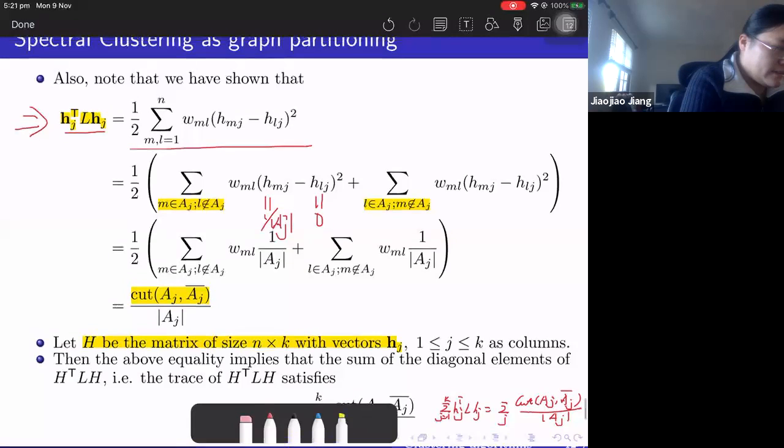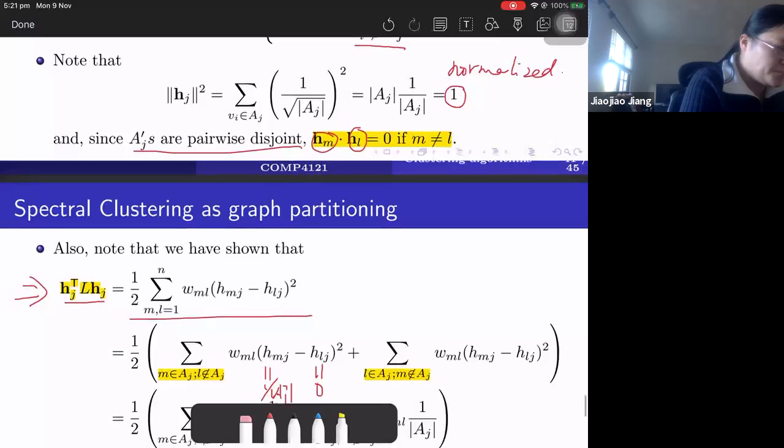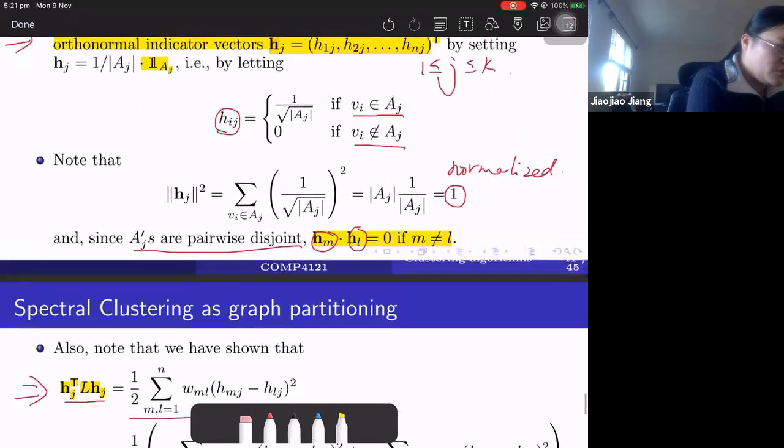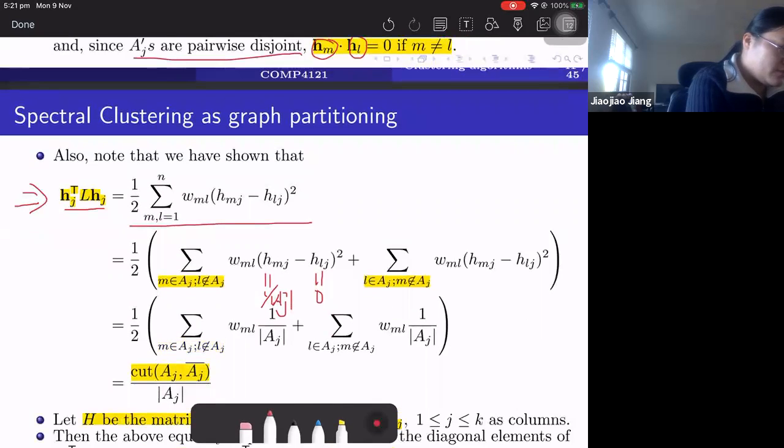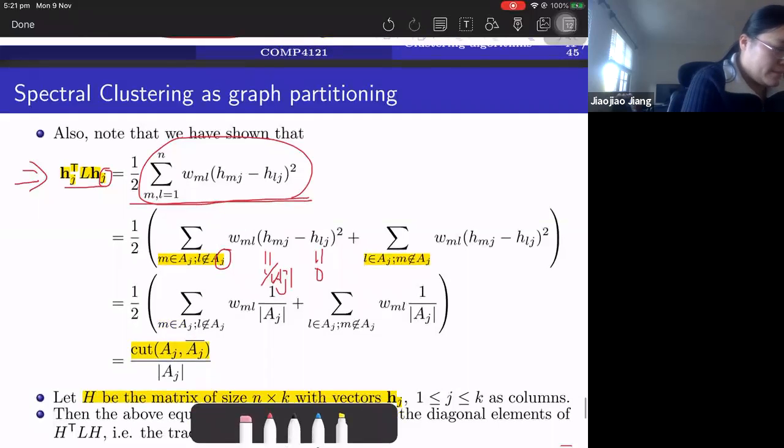Okay, and as we see, according to the definition of Hij, if i is in Aj then it is non-zero, otherwise Hij is 0. So we can rewrite this expression by using Aj, j corresponding to Hj here. So we can rewrite this as this expression, the second equation.